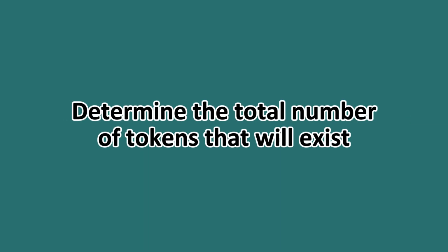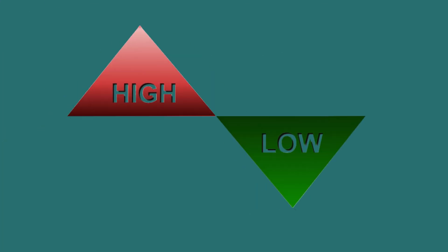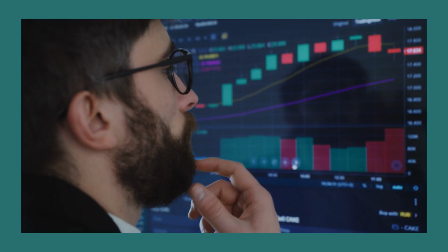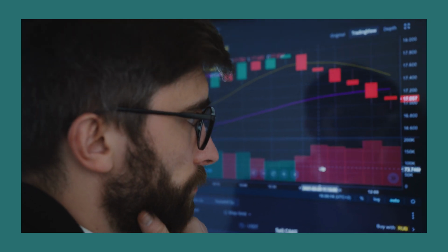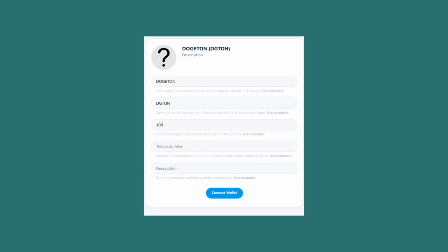And then the next thing is the supply. Determine the number of tokens that will exist. Because you're the creator, you get to choose this. Consider the implications of a large versus small supply. For example, if you have a small supply, this means fewer tokens, leading to higher price per token or scarcity. And this is a potential for significant percentage gains, but your coin might feel expensive to buy.